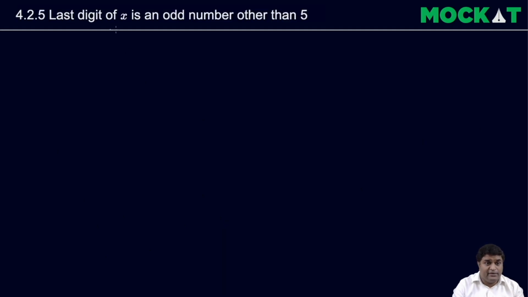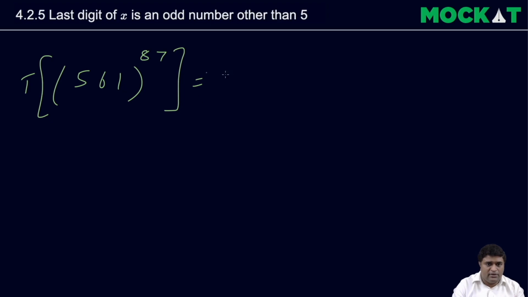Now to the last part. What if the last digit of x is an odd number other than 5? Before we get to that, let's understand this. If the last digit is going to be 1, it's going to be very, very beneficial. Let's say we have 561 to the power of 87, and we need to find the last two digits over here. The thing is very simple. The way it works is this. The last digit we know is going to be 1 for sure.